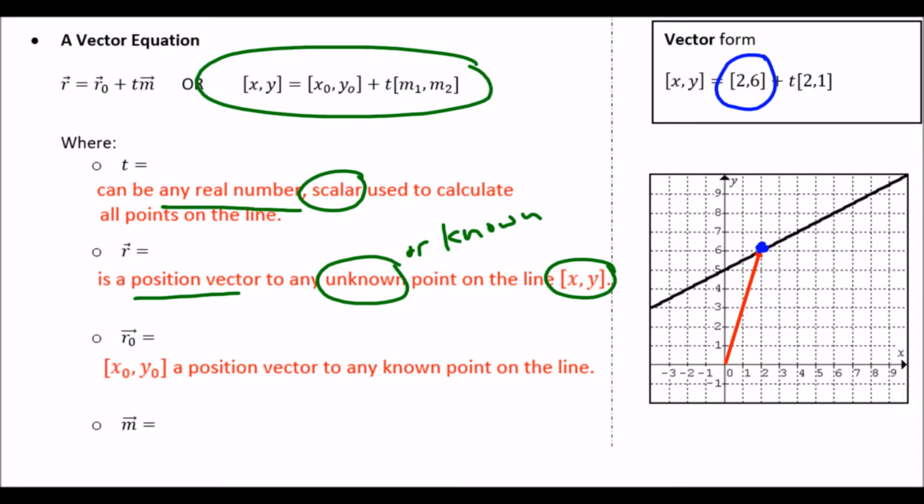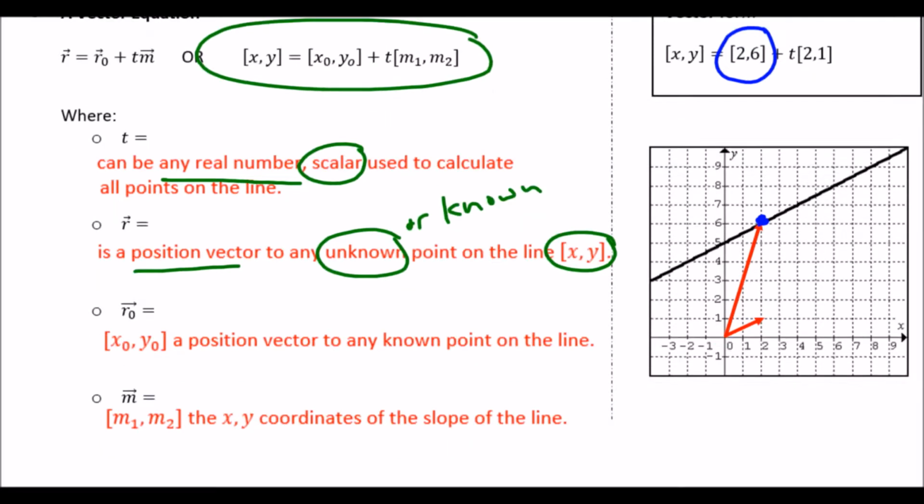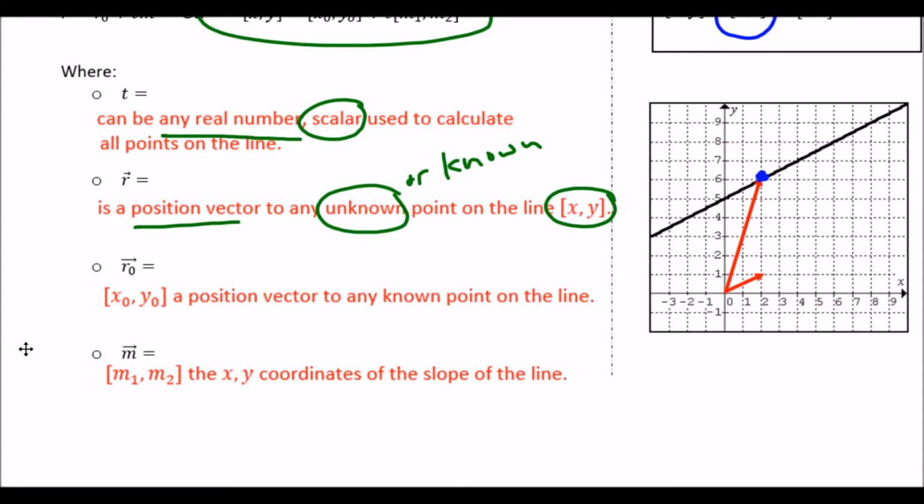All right, and vector m. Vector m is actually the x, y coordinates of the slope of the line. It is (m1, m2), and I'm going to draw vector m here. Cheat a little bit, but there it is right there. So that's vector m. You can see (2, 1). And if you drag this vector here, you can see that it is parallel to the line. So that vector is always parallel to the line. So that's that. Again, if you want to spend a little bit of time, you can write that down, but I'm going to move on from here.